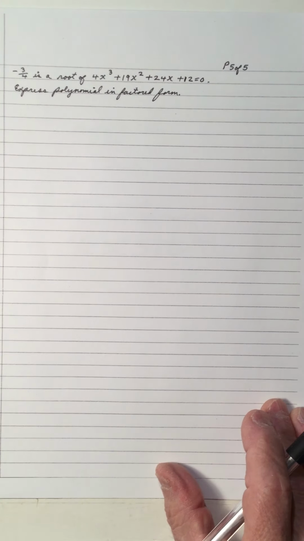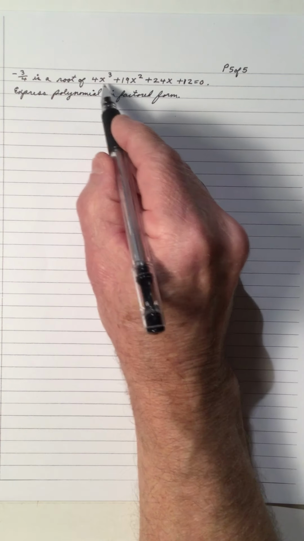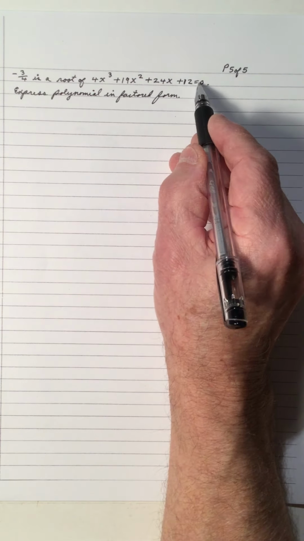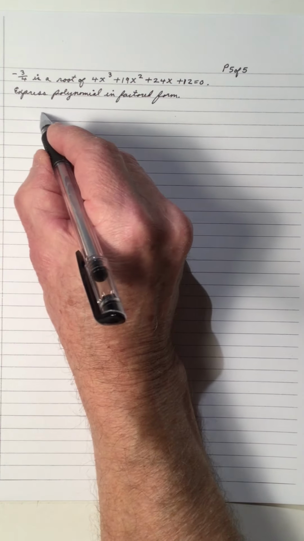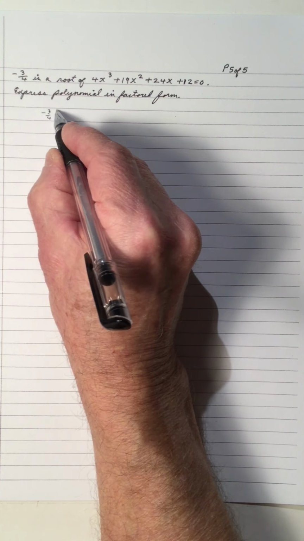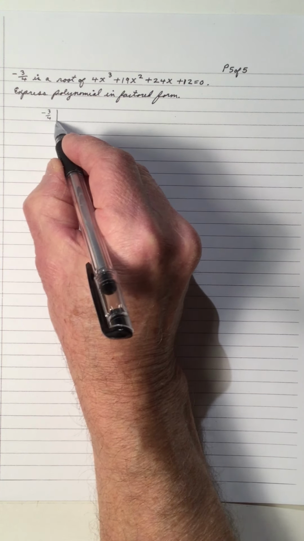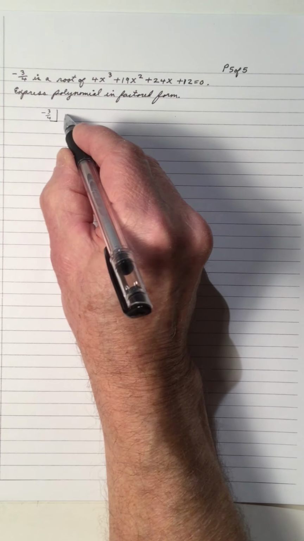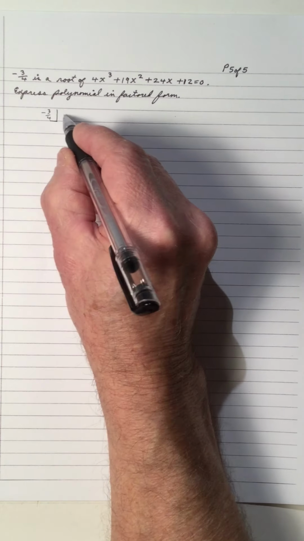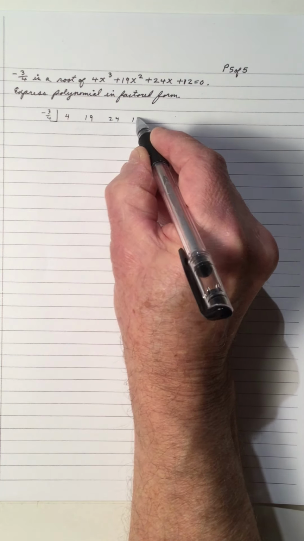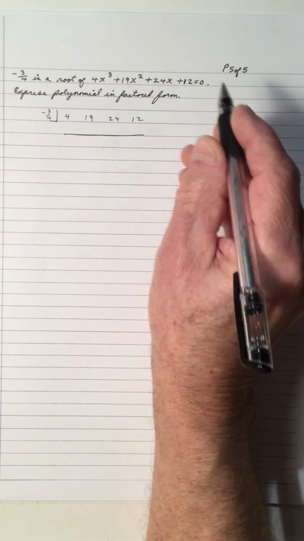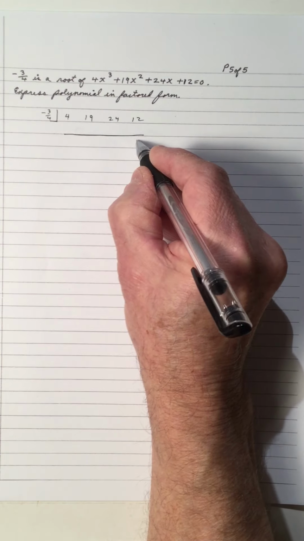Okay. And let's continue. One more before we finish. 3/4 is a root of this equation, with x cubed, x squared, x and a constant. Express the polynomial in factored form. So again, I will do synthetic division because it'll give me a depressed equation. I have a 4, 3, 2, all in order: 4, 19, 24, and 12. Draw a line. Remember, that's a root, so I should get a 0 here if I do it right.